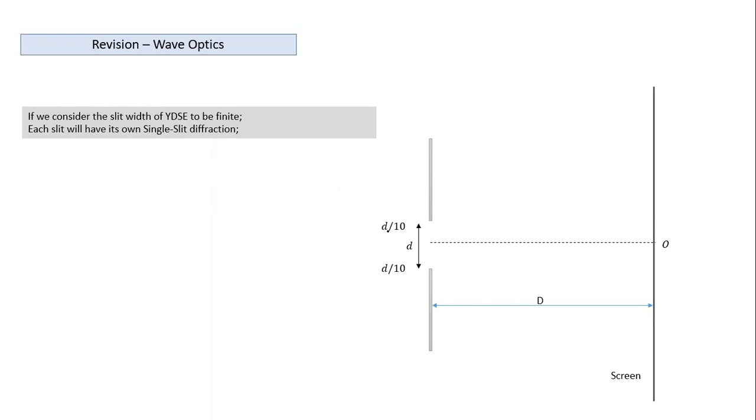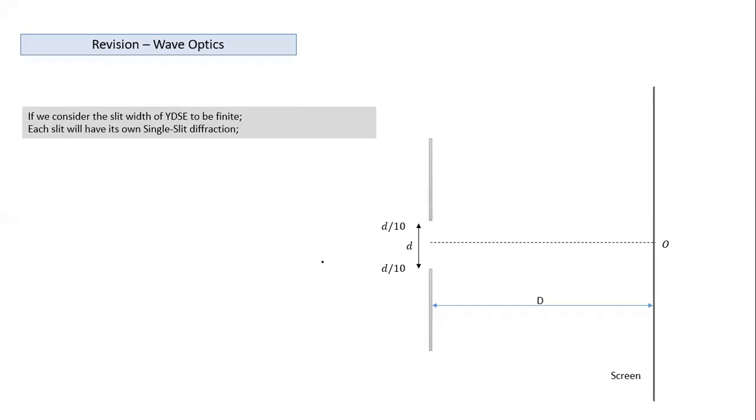Previously we were talking about how we can convert a single slit diffraction into a YDSE setup by covering up the opening. Let's consider this in terms of numbers and try to understand what kind of variations we can have if we consider the slit width of YDSE to be finite. So let's look at this case.